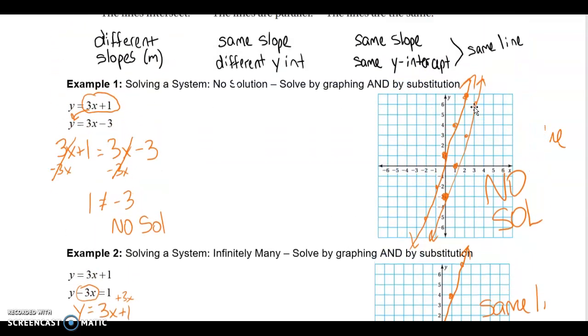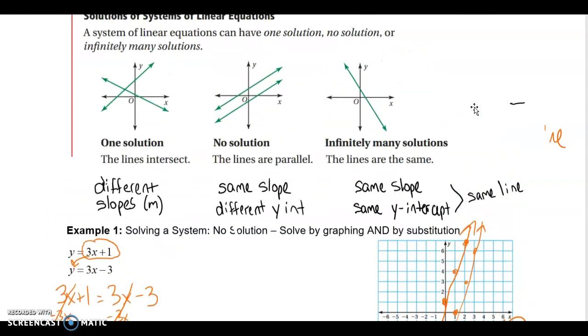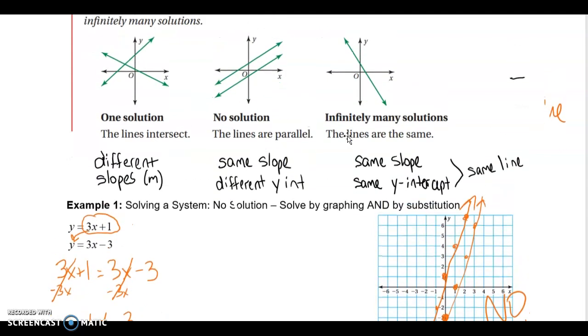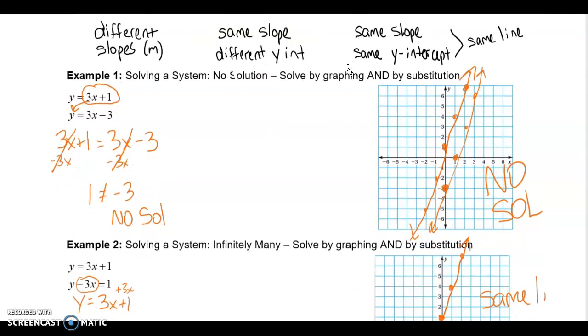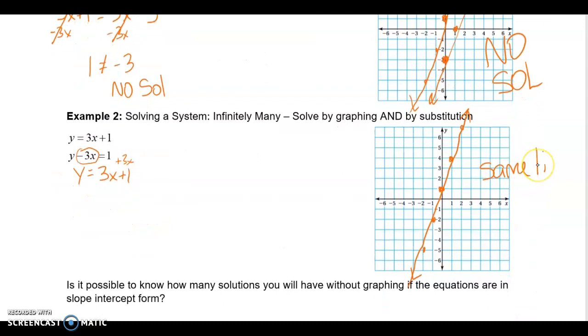If we go back up to what we have at the top, I only see one line here, so the lines are the same. That is going to be infinitely many solutions. If we're looking for where they intersect or cross or touch, they are touching each other everywhere. They're the exact same line. So same line would mean infinitely many solutions. I'm going to abbreviate that with IMS.